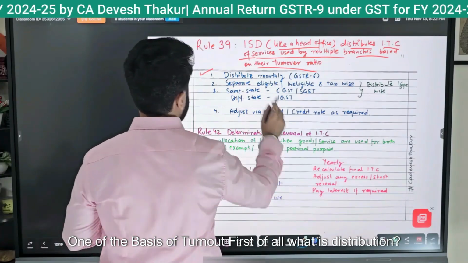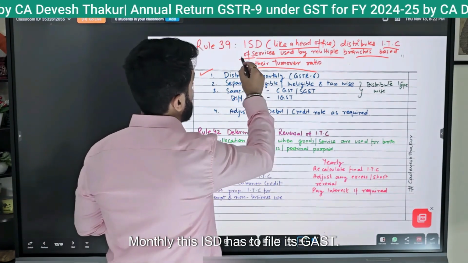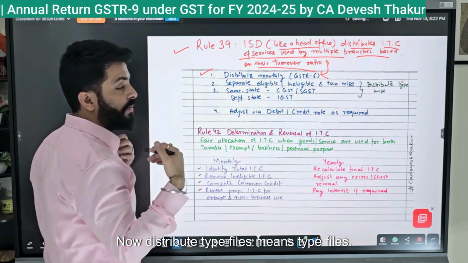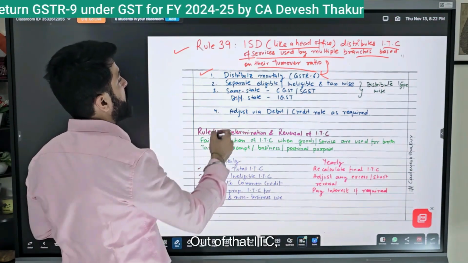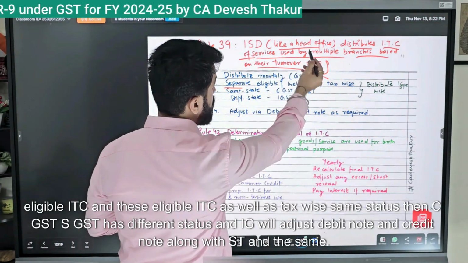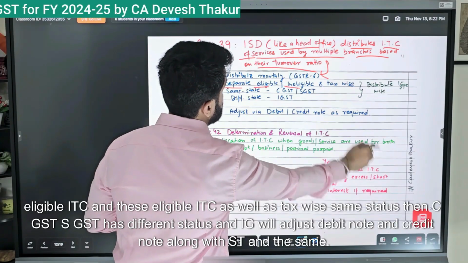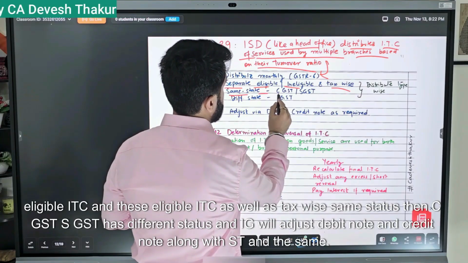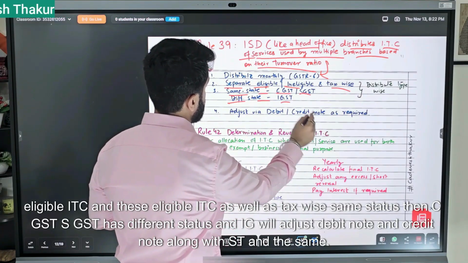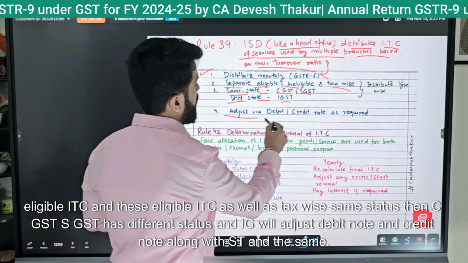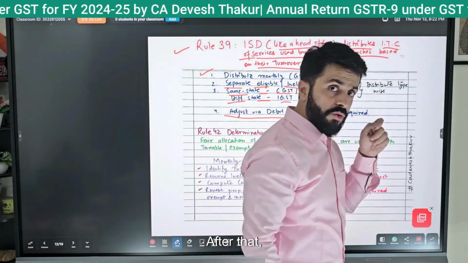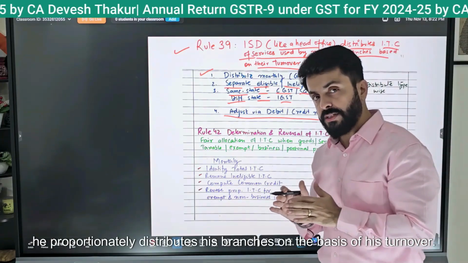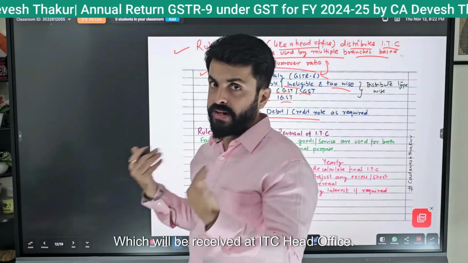First of all, what is distribution? Monthly this ISD has to file its GST return. Now distribute type files means the ISD returns. He will separate out eligible ITC and ineligible ITC, and this eligible ITC as well as tax-wise. CGST, SGST have different status, and IGST will be adjusted along with debit notes and credit notes. After that, he proportionately distributes to his branches on the basis of their turnover the ITC received at the head office.